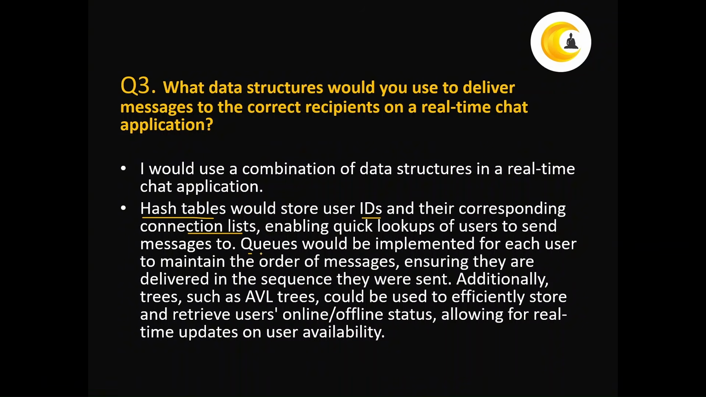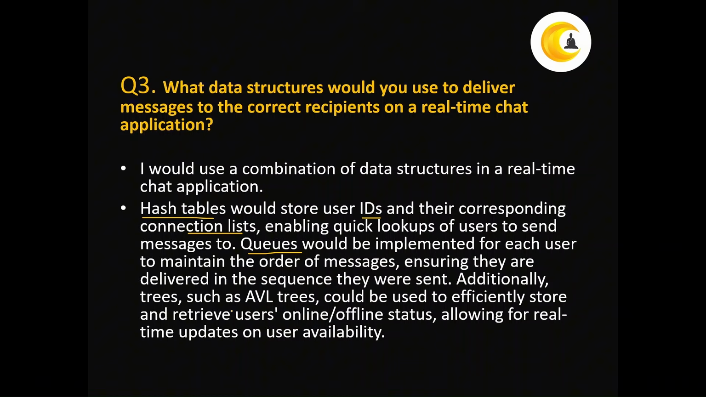Next would be queues. Why queues? So that each user can maintain the order of messages, ensuring that it is delivered in sequence. Now, I want to send it to my dad, then my mom, then my friend, then my fiance, then my husband, then my kids. So it is going to maintain that order.